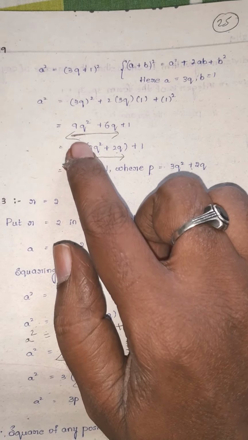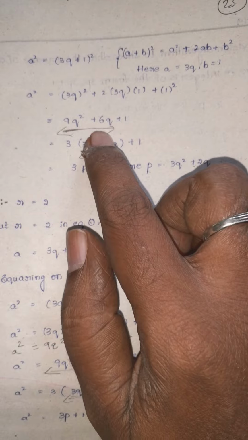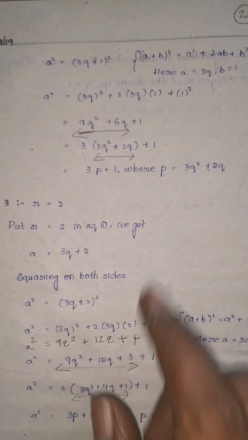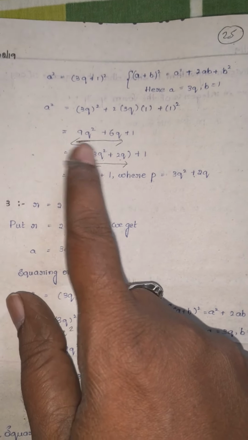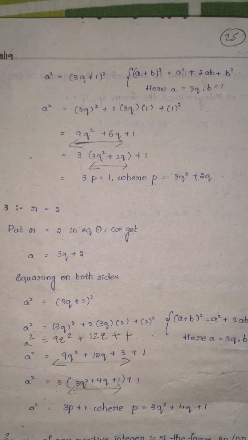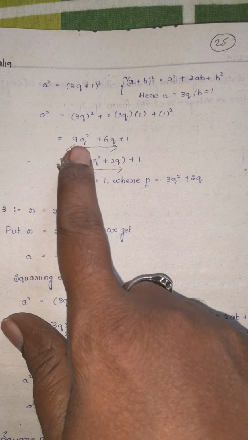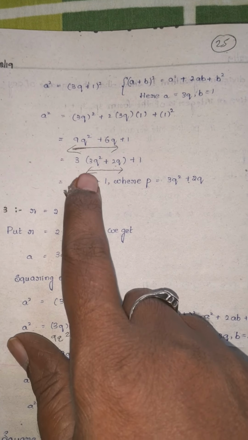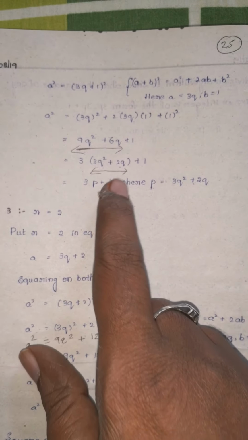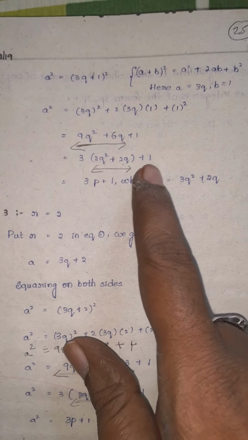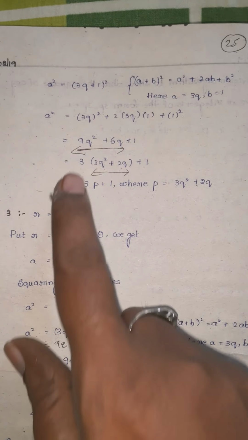3q square means 3 square is 9, and q square I wrote as it is. 2 times 3 is 6, so 6q, plus 1 square means 1. In the first two terms we can take 3 as common. We can take q also common, but don't take; I will tell you why in the next step. Taking 3 common, 3 table 9 is 3 times, q square as it is; and 3 table 6 is 2 times, q as it is. Close the brackets and write plus 1 as it is. Write 3 as it is.